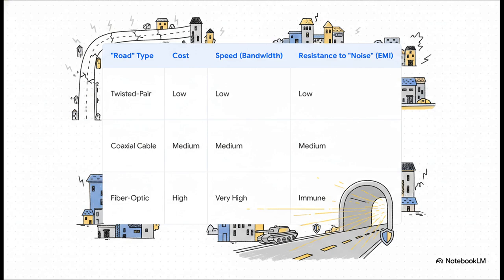So let's put it all together, and you can really see the trade-offs here. On one end, you've got your twisted pair. It's the cheap local street, right? But it's slow and it's really susceptible to noise. Coaxial is your solid middle-of-the-road option, that armored highway. But fiber optic? It's expensive for sure, but it's that flawless light-speed tunnel. You get blazing fast speed precisely because it's completely immune to electrical noise. On the data superhighway, you really do get what you pay for.